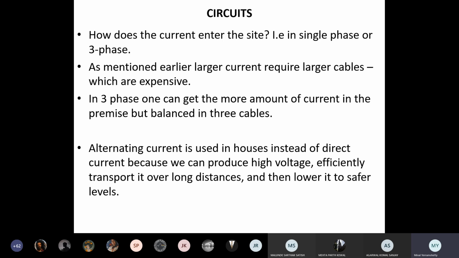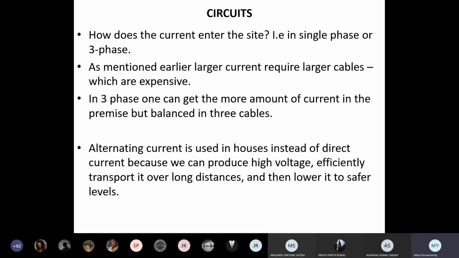AC, alternating current, is used in house instead of direct current because it can produce high voltage efficiently, transport it over long distances, and then it is lowered to a safer level, which is not possible in a DC. If you see the diagram of AC and DC, it's an alternating current, right? So alternating current goes to zero, then it rises to the maximum capacity, again comes to zero, goes into minus, so it has troughs and lows, okay, valleys. Not so in a DC.